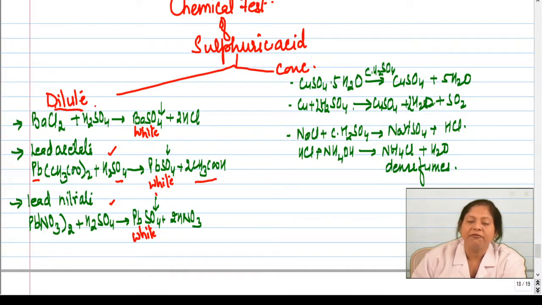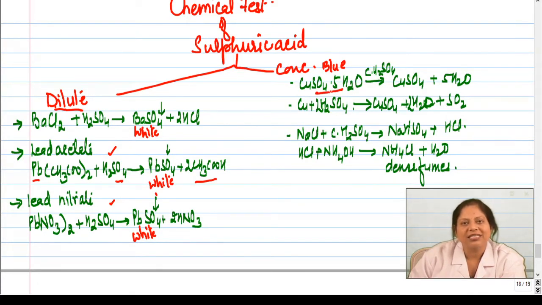Now if you have to confirm whether the acid is concentrated or not, all you need to do is take the same acid and put blue vitriol, that is blue copper sulfate, CuSO4·5H2O. When you put this copper sulfate with 5 water of crystallization, if it is concentrated sulfuric acid, it will immediately absorb this water and change to white copper sulfate, right? So this will confirm the acid is concentrated sulfuric acid.